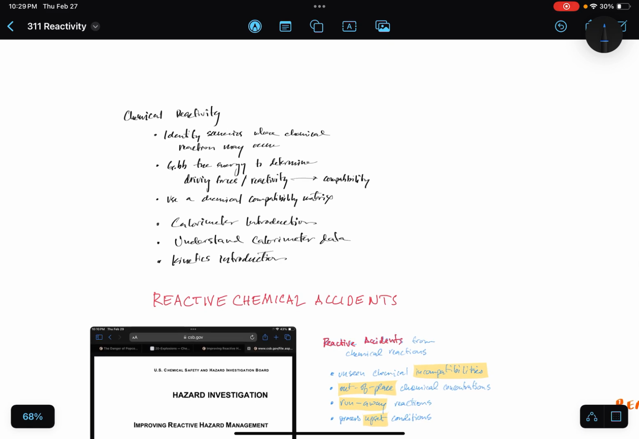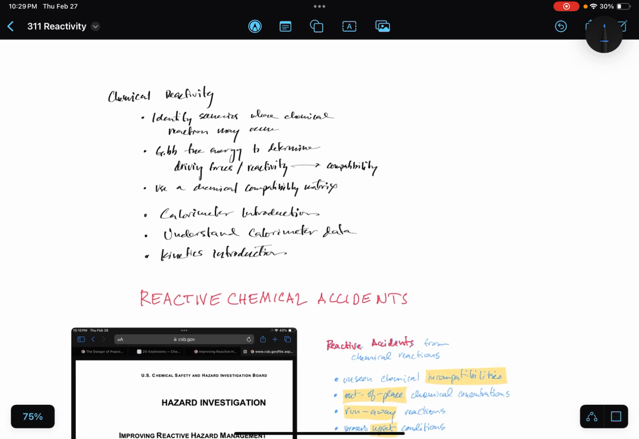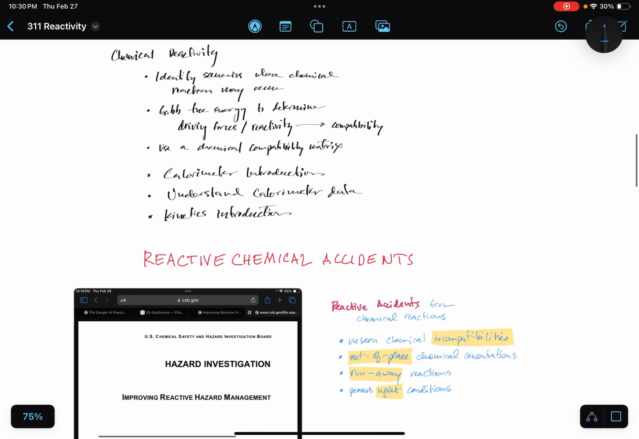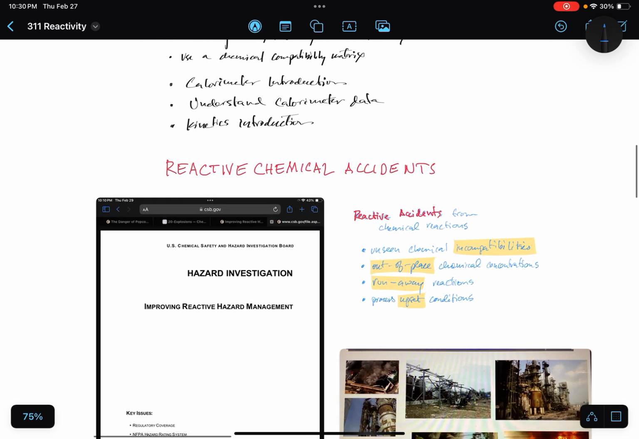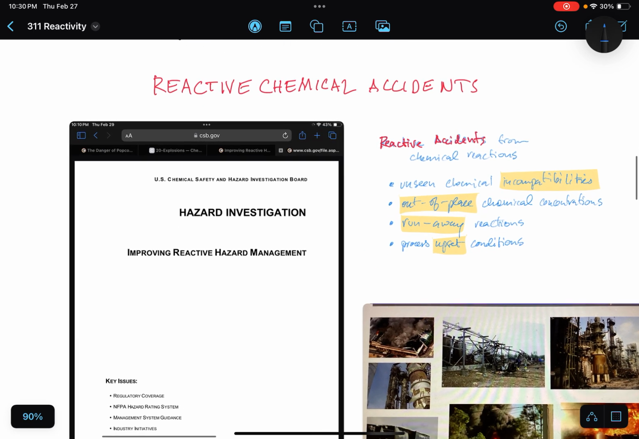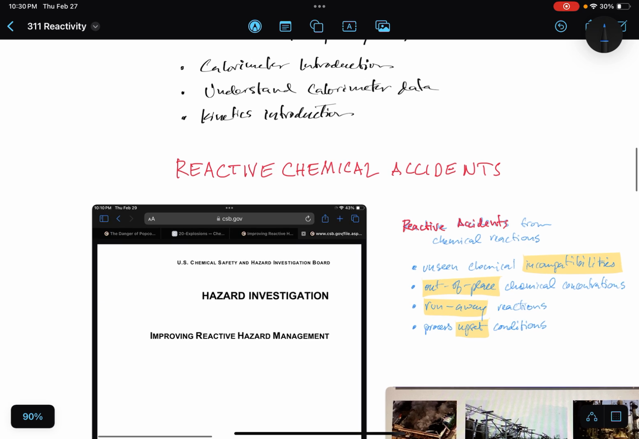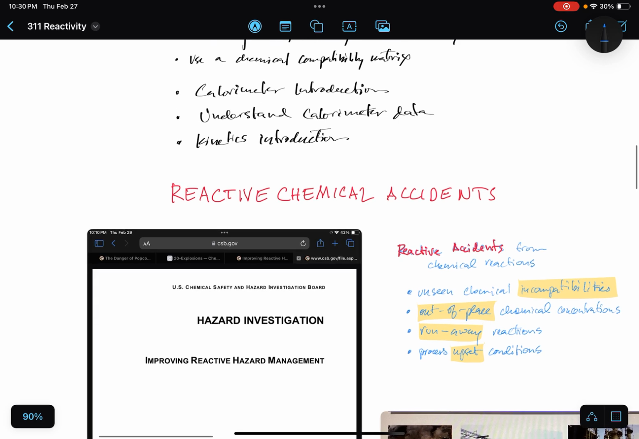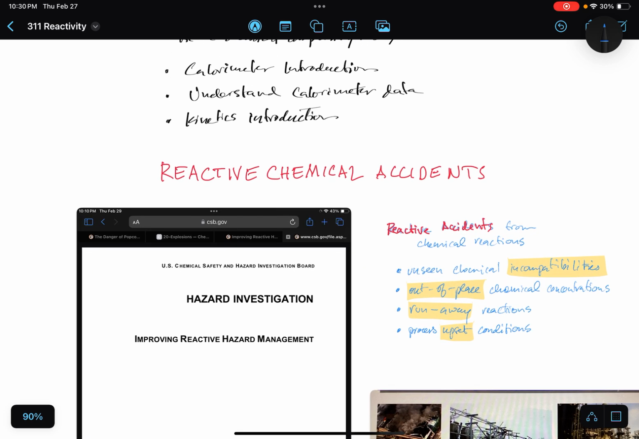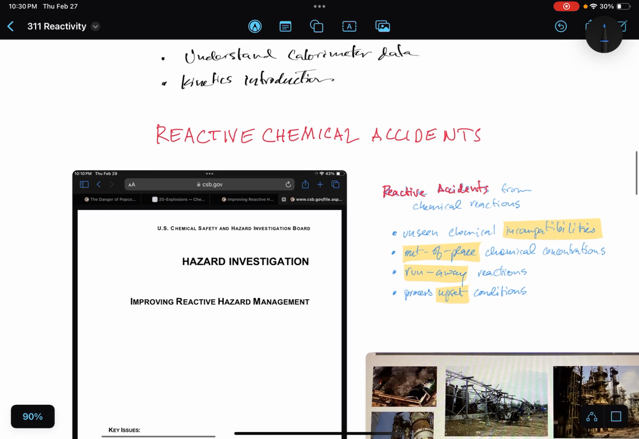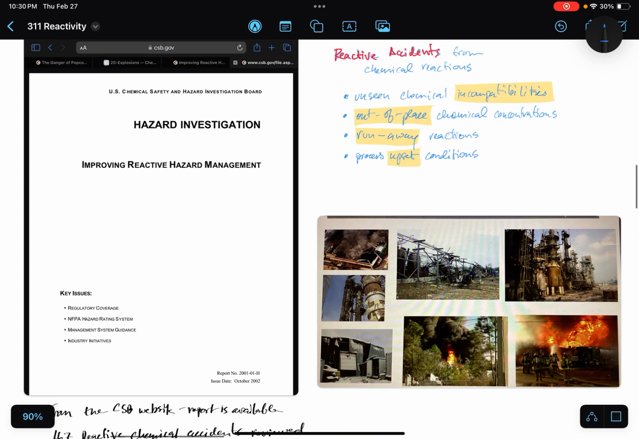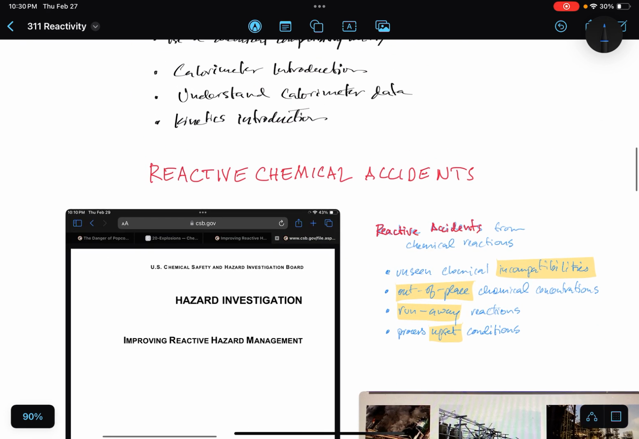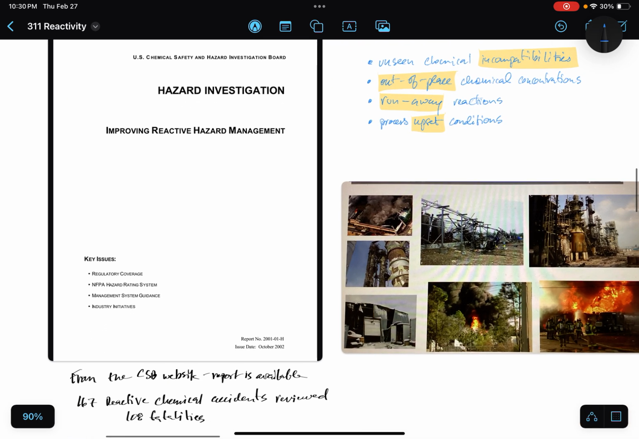Talk about chemical reactivity here for a minute. There's a great resource in the CSB, the chemicalsafetyboard.gov website that you see there, improving reactive hazard management. It highlights over 100 safety incidents with reactive chemicals, and highlights incompatibilities, out-of-place chemical concentrations, runaway reactions, and process upsets that resulted in severe incidents. That's a great resource.